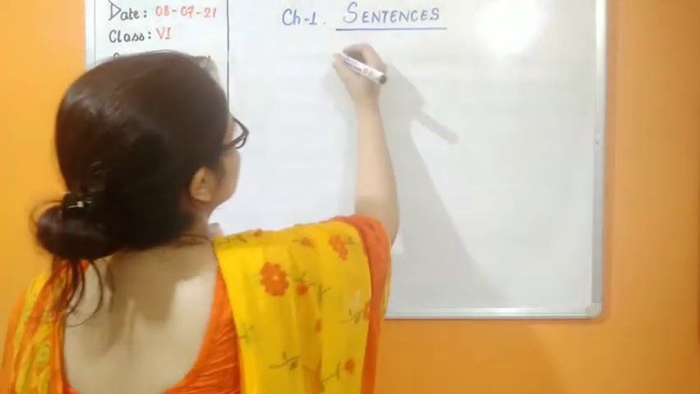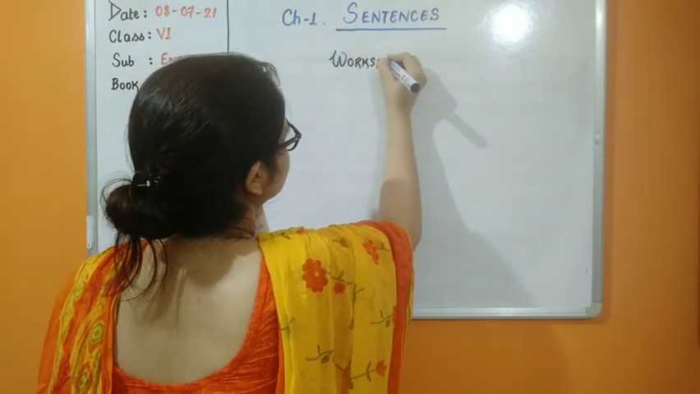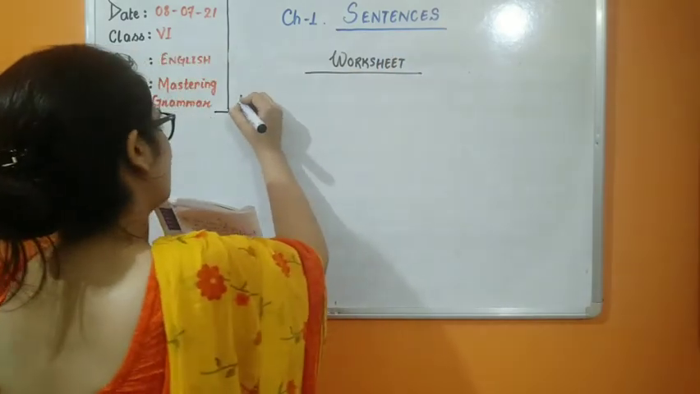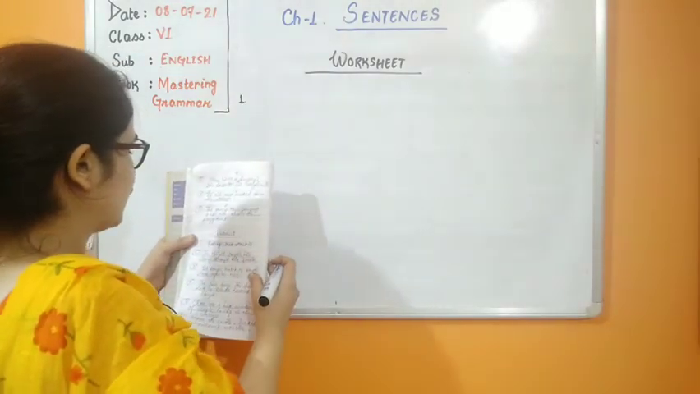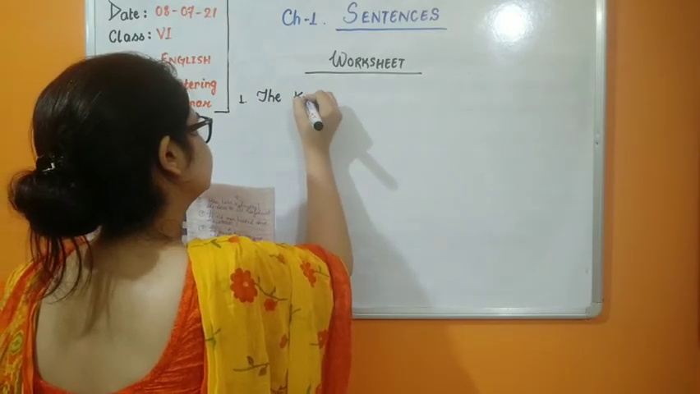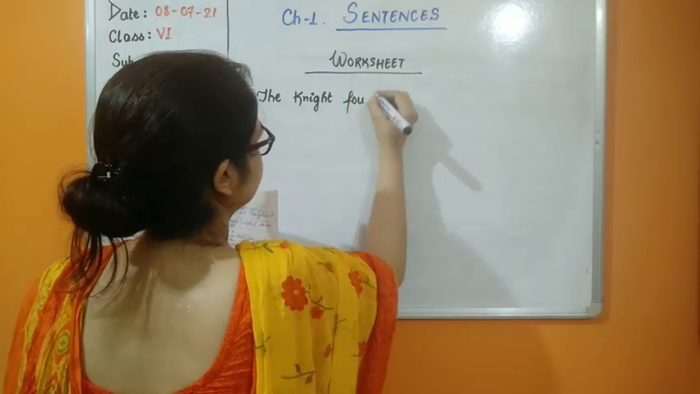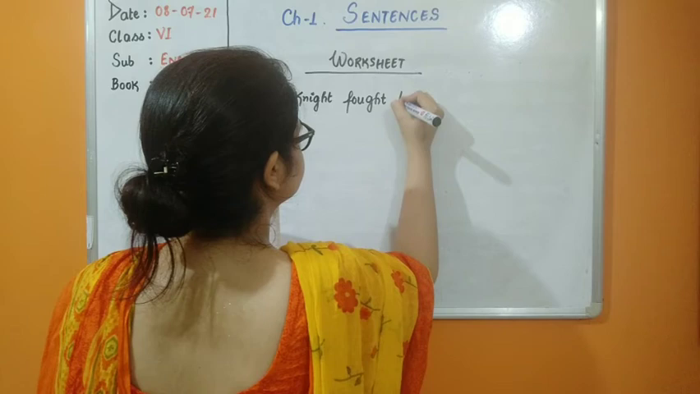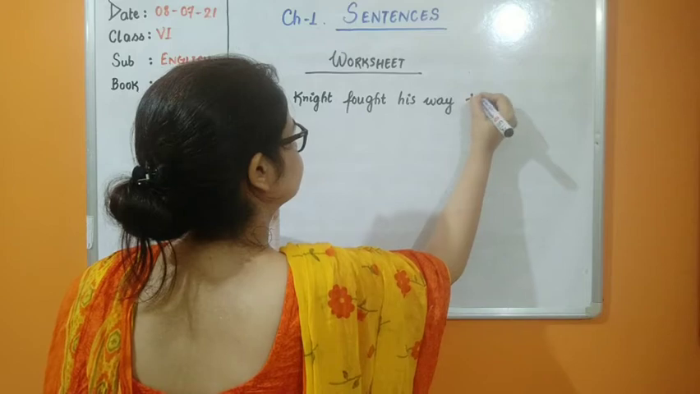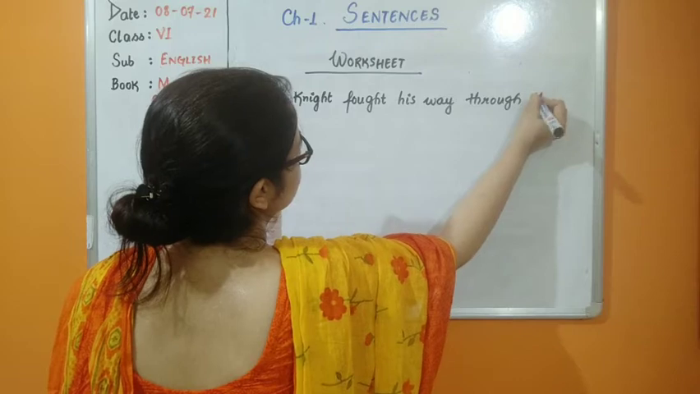This is a worksheet that's given in your assignment. We are going to do this one as well for this day. Number 1 is, the knight fought his way through the forest. The knight fought through the forest.